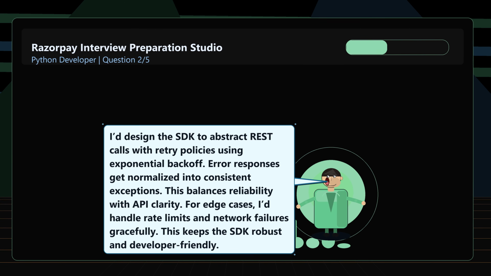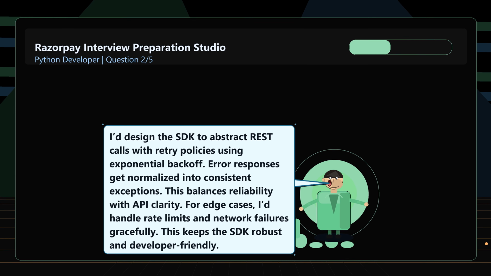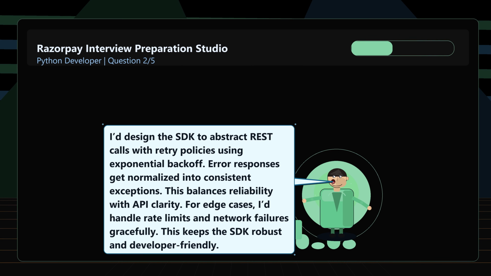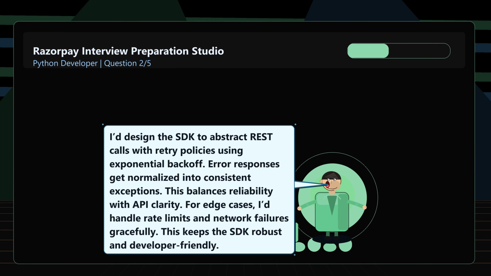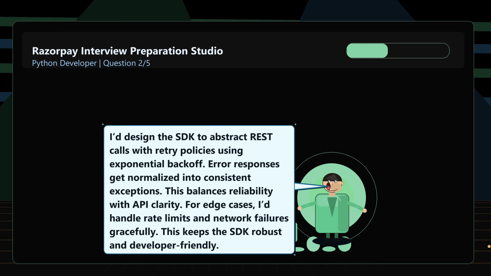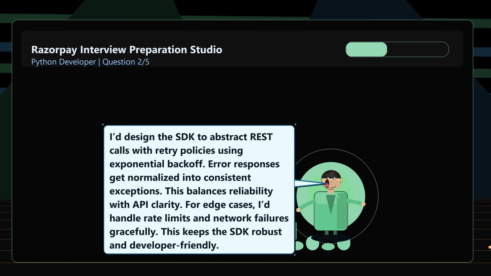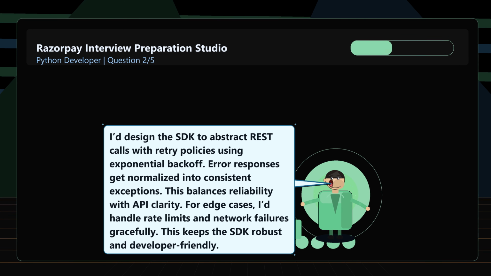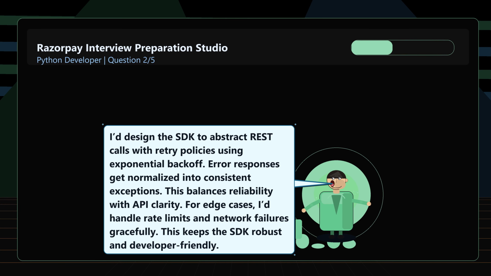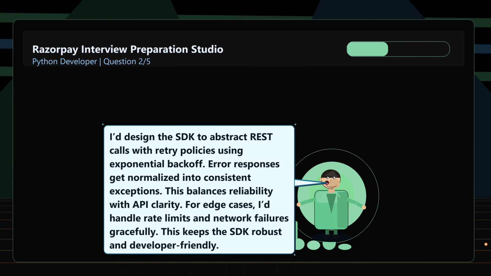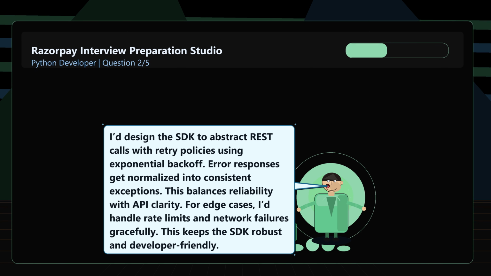The trade-off here is balancing retry aggressiveness and performance, avoiding user frustration with delays. For edge cases, I specifically address rate limits and network glitches by raising appropriate exceptions after retries fail. This approach ensures the SDK is reliable, predictable, and easy for developers to use with payment APIs.